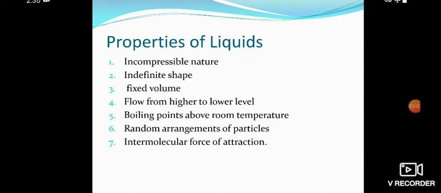Fifth, boiling points above room temperature. All liquids have boiling point more than room temperature. This property we have discussed in the definition of liquid. Sixth point, random arrangement of particles. The particles of liquid are not in a regular order. They are moving randomly without any particular direction. Seventh point, intermolecular force of attraction between liquid molecules is less than solid but more than gas.